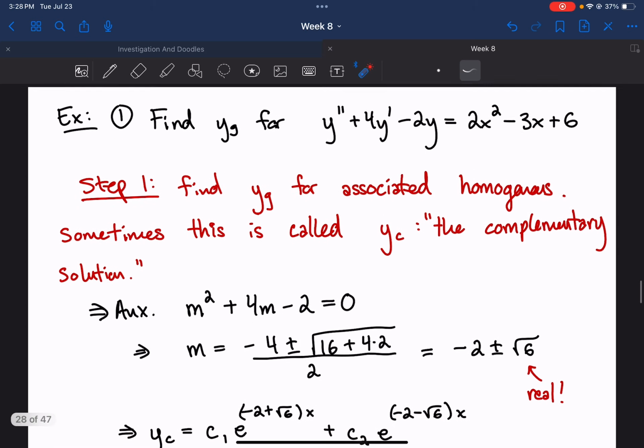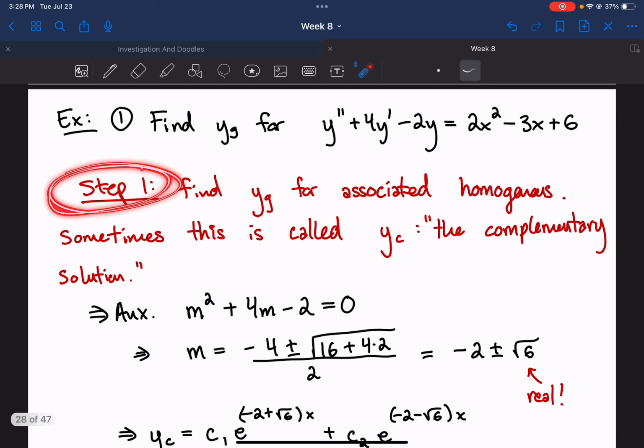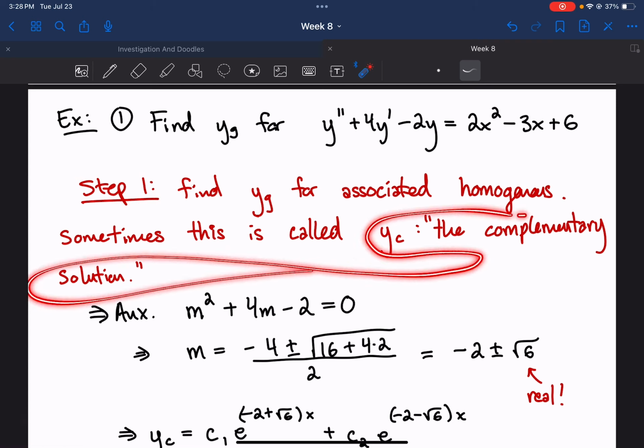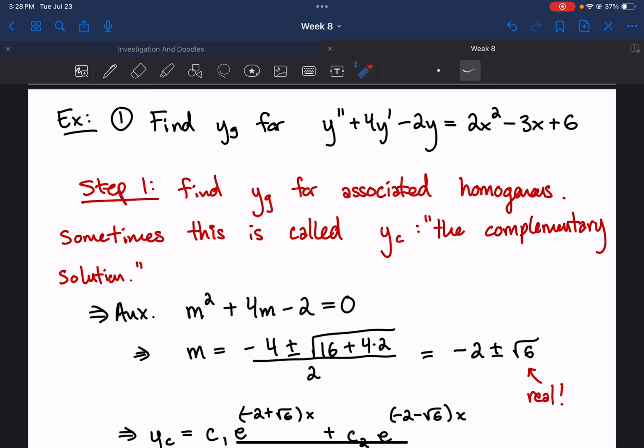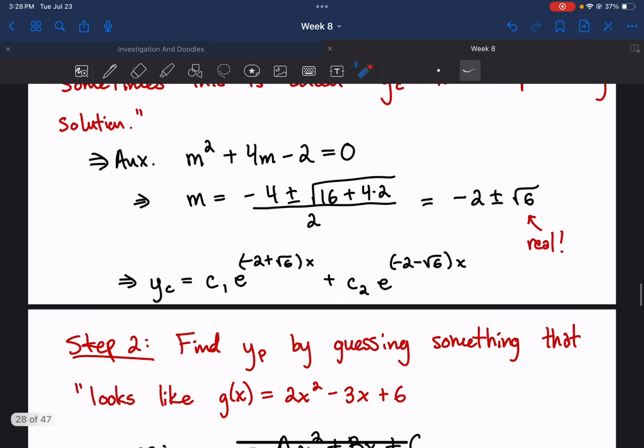So this is step 1. This is step 1 every time. Find the solution to the associated homogeneous equation. Here it is. This is step 1.